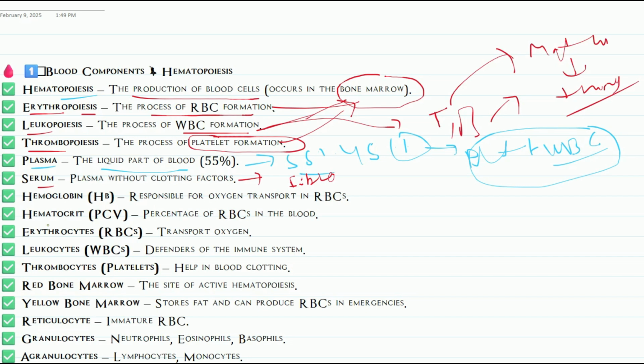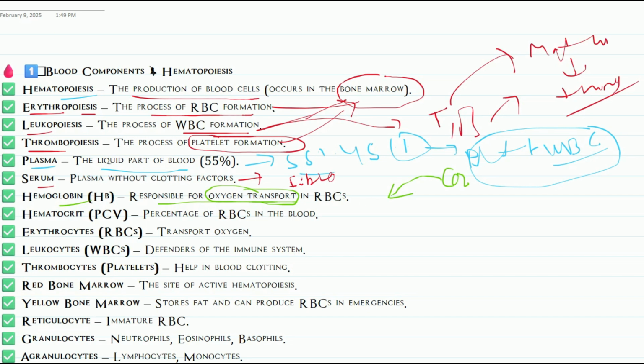Another we have is hemoglobin. So what is hemoglobin? Hemoglobin is present inside the RBCs. What is the function? The function is oxygen transportation. So it transports oxygen. Not only does it transport oxygen, but it also carries CO2. From the tissue it carries CO2 to the lungs, and from the lungs we exhale it, right?